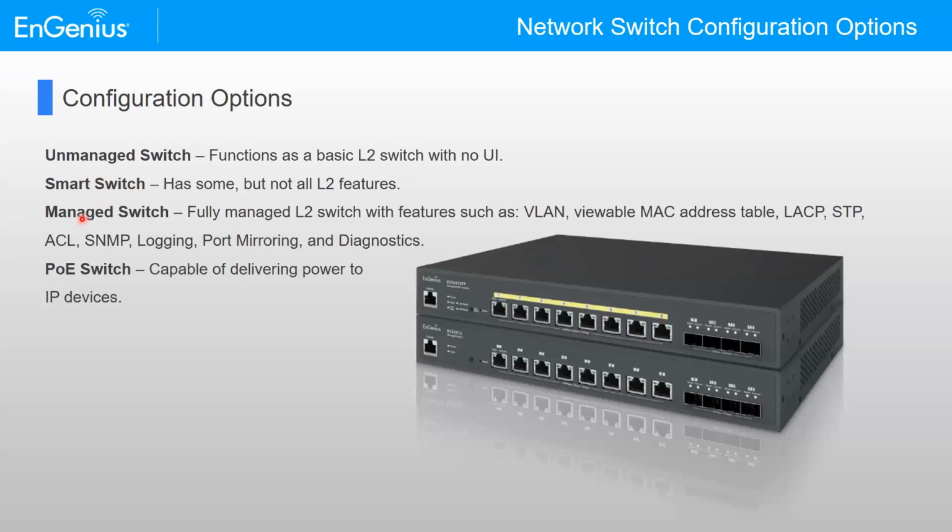And then you have a managed switch. A managed switch is a fully managed layer 2 switch with all the layer 2 functions such as VLAN, your viewable MAC address table. You have link aggregation, spanning tree, which takes care of the loops. You have your access control list, so you can do whitelist or block list. You have SNMP if you want to do remote management or remote monitoring. And then you have, of course, your logs, so you get information on what types of data or what type of error you have on the switch. You have port mirroring, you have diagnostics, you have a lot of functions on layer 2.